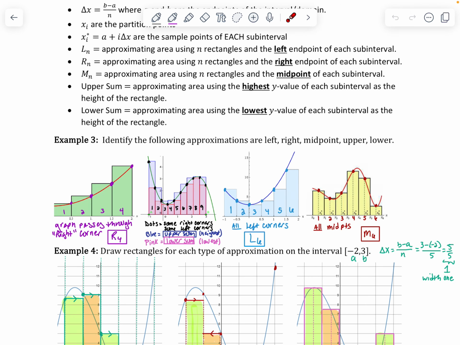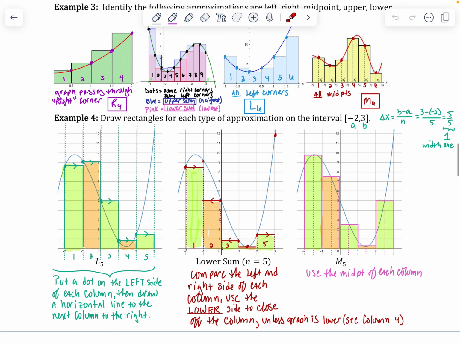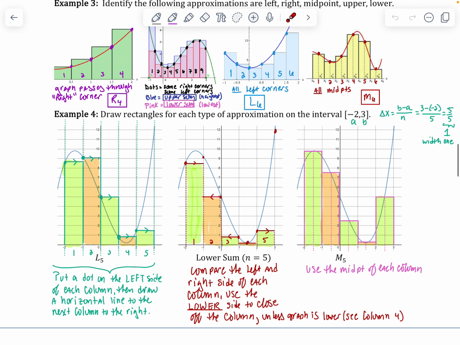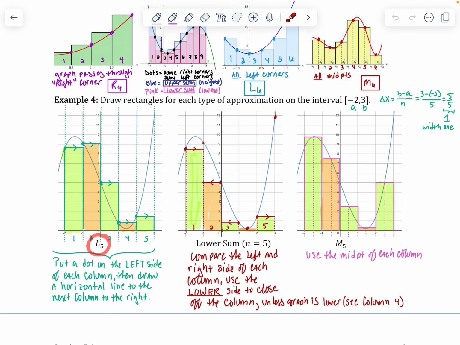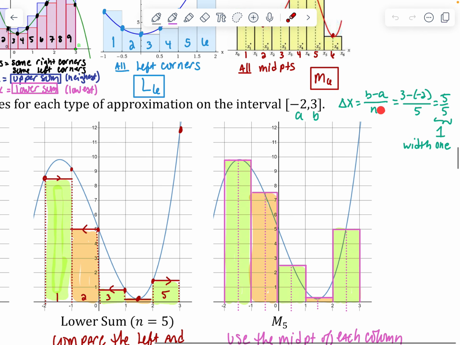Okay, so in example 3, you were given the rectangles and had to determine whether it was right, left, midpoint, or upper lower sum. Example 4 didn't have any of these rectangles when I started this problem, but I filled them in. So here, I'm asked to draw the rectangles and approximate the interval from -2 to 3. And so I would be given either L5, lower sum, N is 5, or M5. Now, because these are all 5, that is my N value.